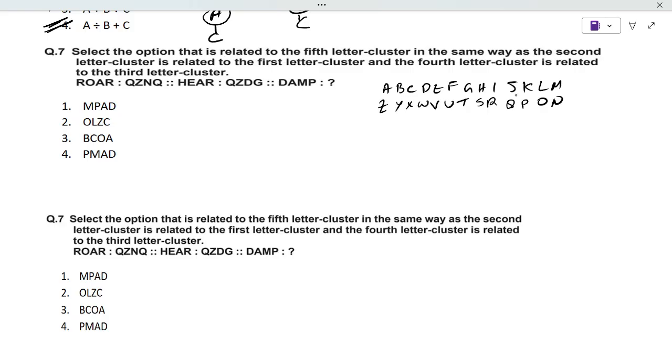So why am I writing this way, 13 each? Because sometimes they use their opposite alphabet also. So here we have F's opposite is U. Sometimes they might use this way also. A's opposite is Z. Right. So in order to make it easier, I'm just doing it 13 and 13 because we know we have 26 alphabets.